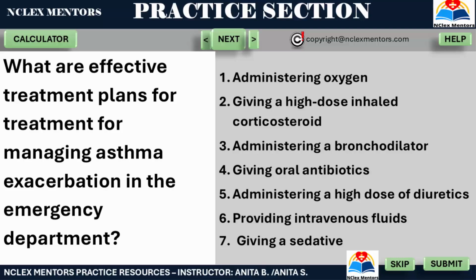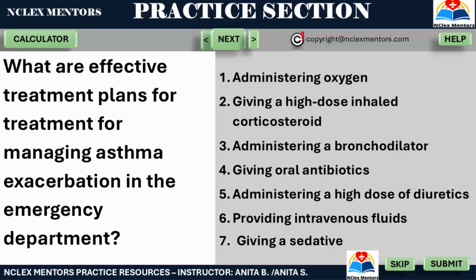What are effective treatment plans for managing asthma exacerbation in the emergency department? The options given on the screen are: Option 1. Administering oxygen. Option 2. Giving a high-dose inhaled corticosteroid. Option 3. Administering a bronchodilator. Option 4. Giving oral antibiotics. Option 5. Administering a high dose of diuretics. Option 6. Providing intravenous fluids. Option 7. Giving a sedative. You can pause the video now if you need time to go through the options.